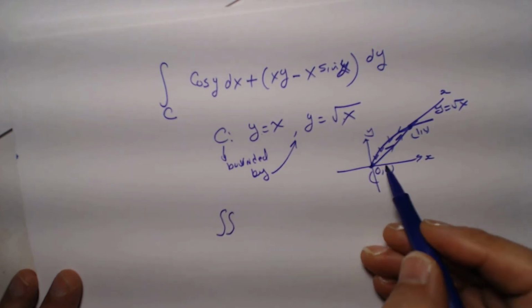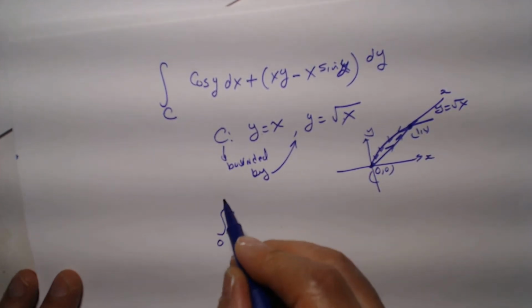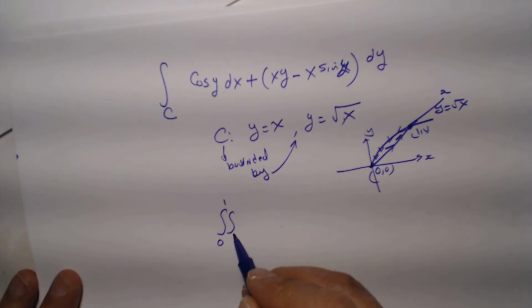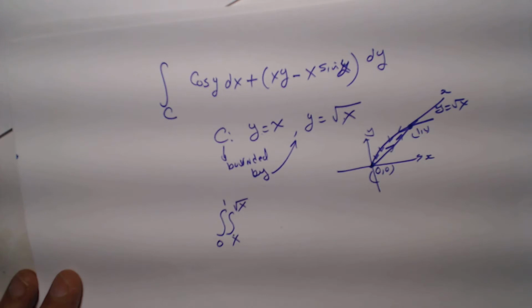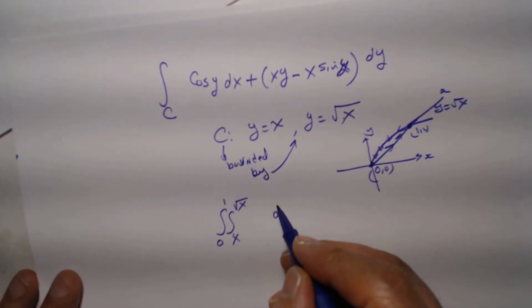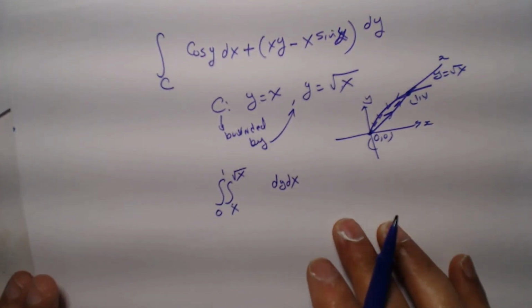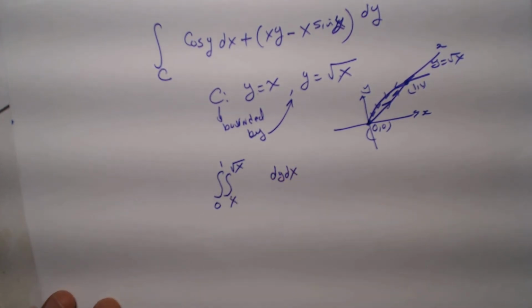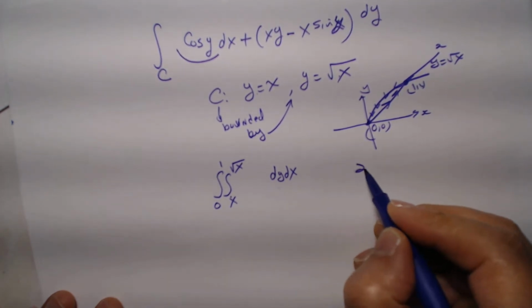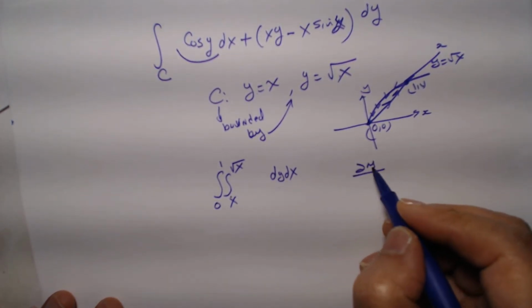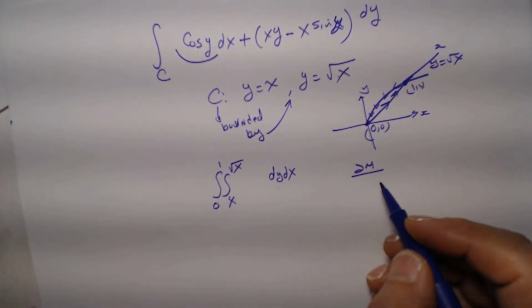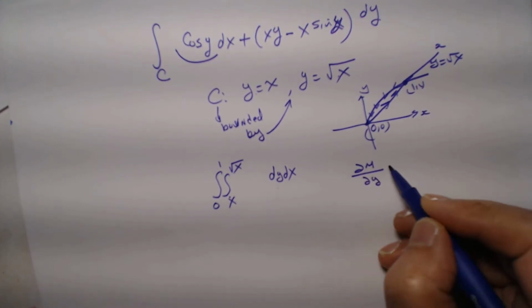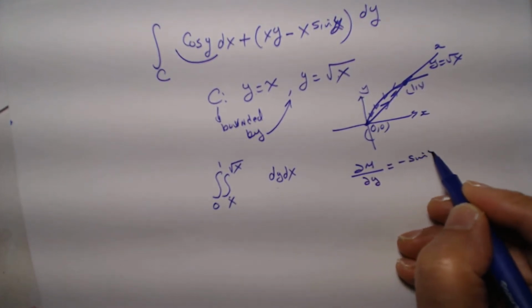For my region, I'm going to make my x fixed and my y varies. The bottom one is x, the top one is the square root of x, and I'm going to write this as dy dx. But I'm going to apply Green's theorem, and I'm going to say this is my M. Remember, M is always, I call the x component, you know, M and N. M is the x component, N is the y component. The partial derivative of M with respect to y is negative sine of y.